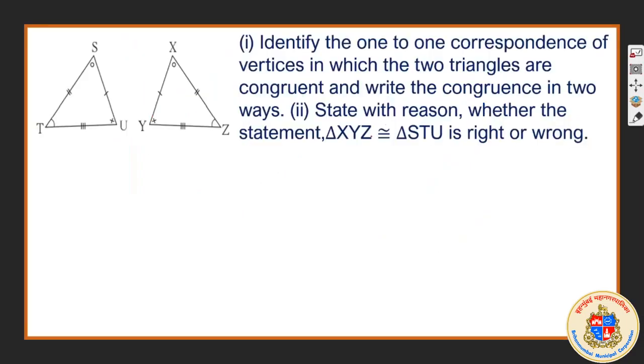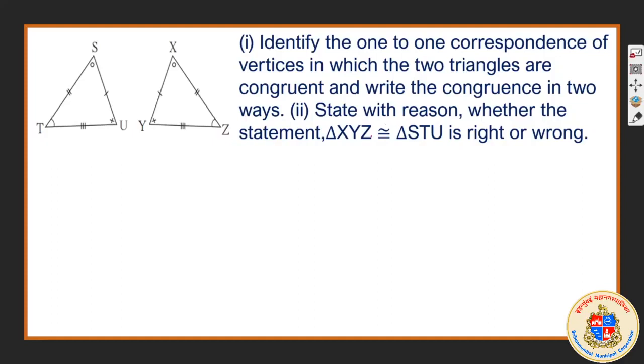Okay. Here is a question from your textbook. The question is to identify the one-to-one correspondence of vertices in which the two triangles are congruent, and write the congruence in two ways. Okay. State with reason whether the statement triangle XYZ congruent to triangle STU is right or wrong. It's a good question.